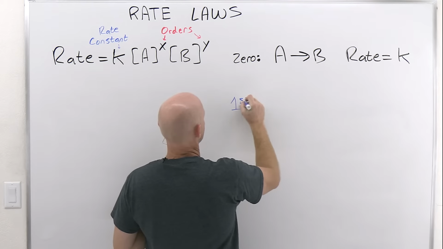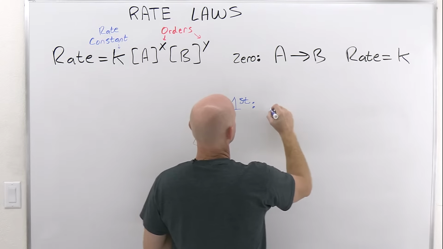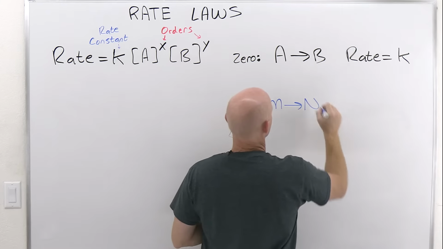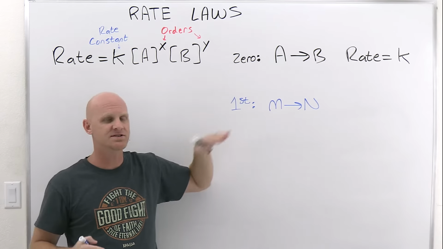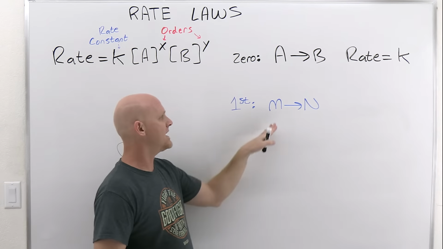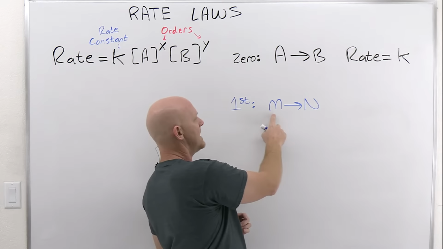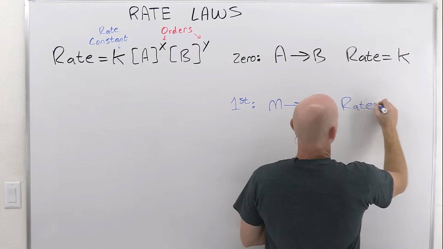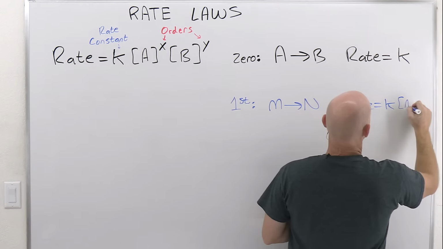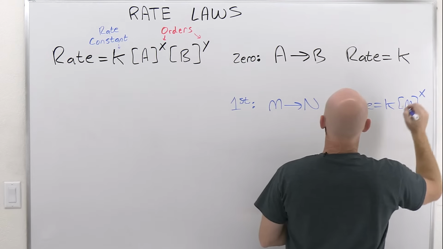For this one, we're going to take a look at a fictitious reaction M going to N. I prefer to just do A going to B every time, but I want to distinguish this and I don't want it to get confusing. So, M going to N here. And again, M is typically what shows up in the rate law. So here we're going to have rate equals k times the concentration of M to some power.